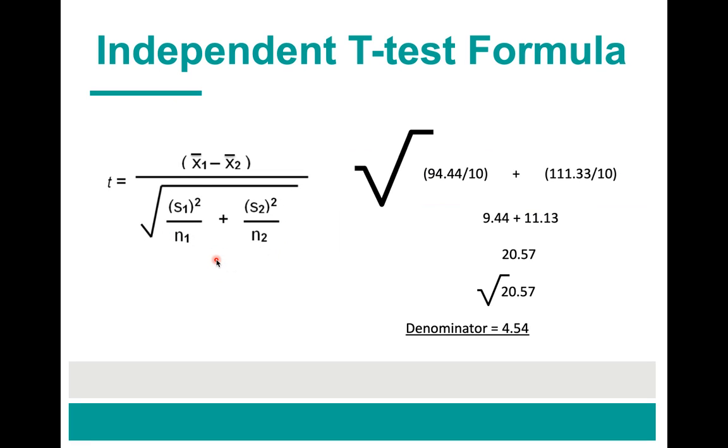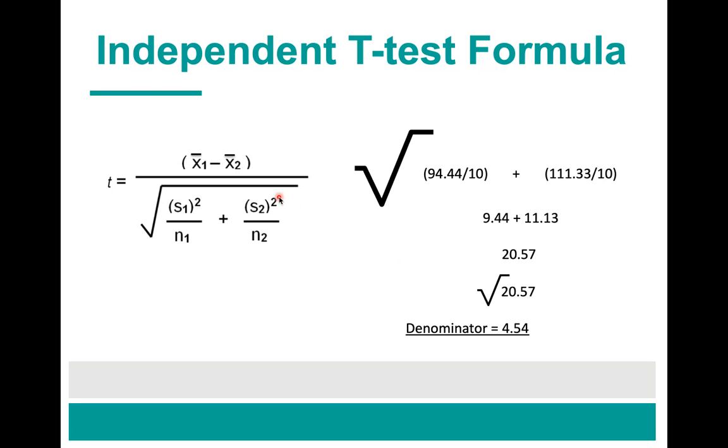So let's break that down. S1 squared was 94.44 divided by 10, which was N1, plus 111.33, which was S2 squared, divided by 10. 94.44 divided by 10 is 9.44. 111.33 divided by 10 is 11.13. We add those together to get 20.57.